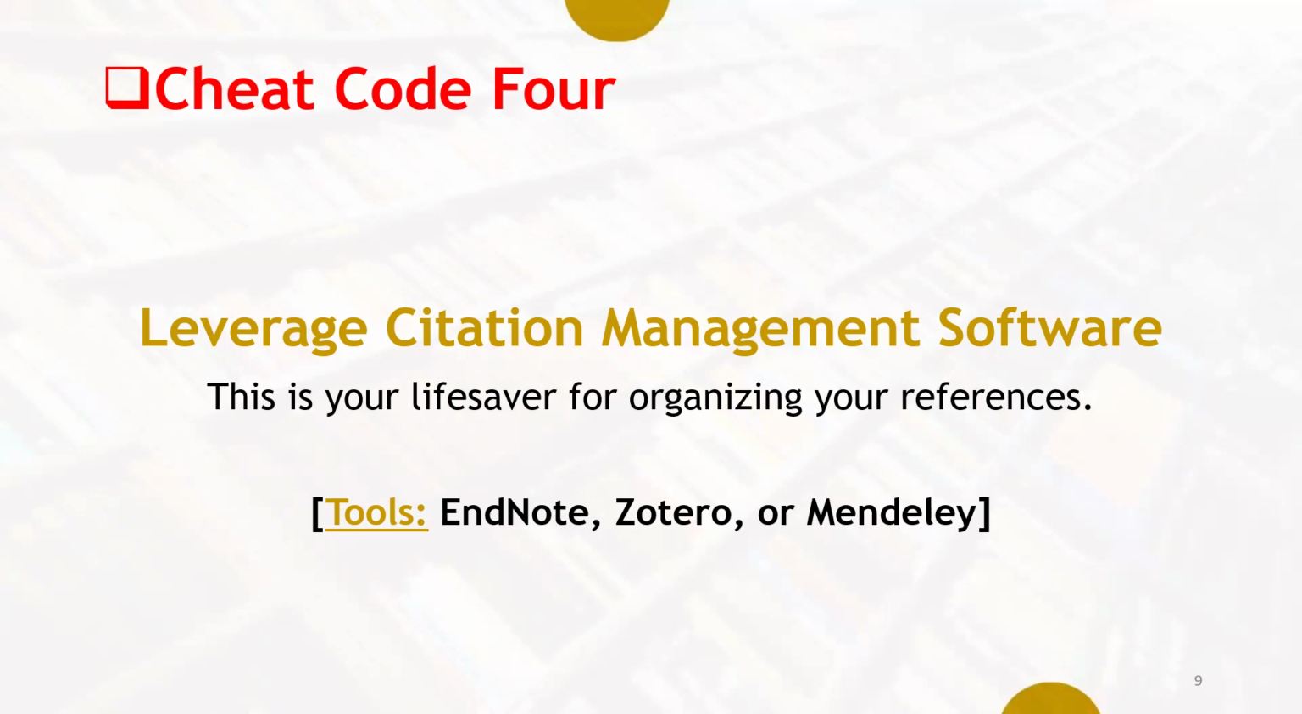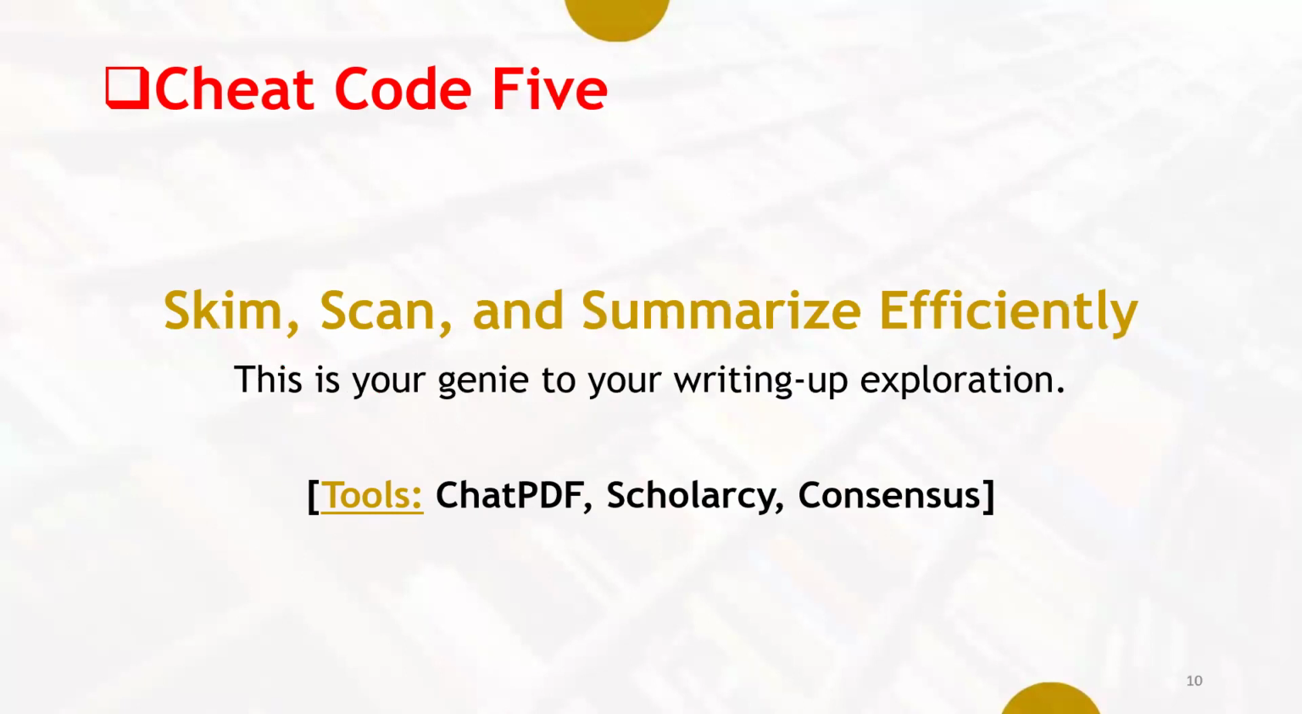Now to the final cheat code. Simply collecting a bunch of papers isn't enough. To create a truly impactful literature review, you need to weave these sources together into a coherent narrative and critically analyze their contributions. Cheat code number 5: skim, scan, and summarize effectively.